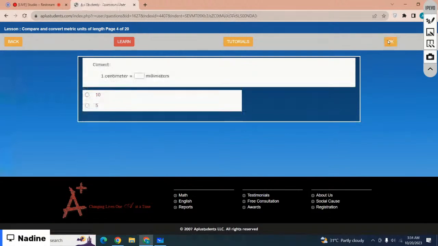Okay, 1 centimeter equals how many millimeters? Yes, 1 centimeter equals 10 millimeters, right? The correct option is 10.